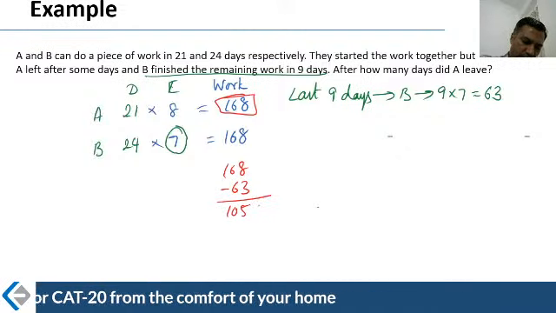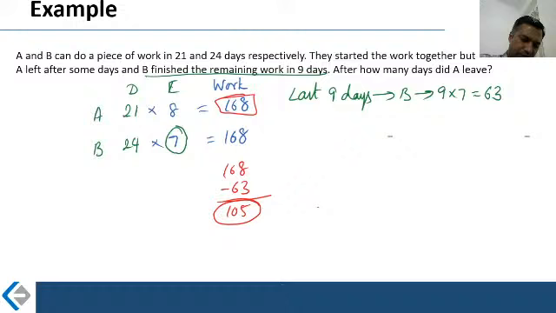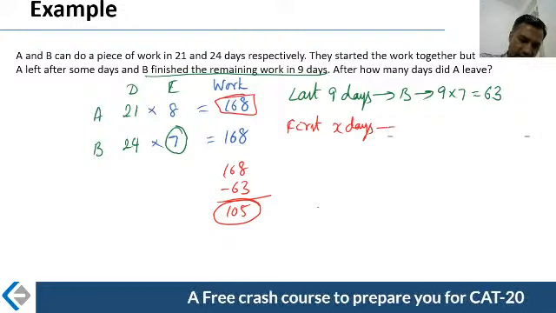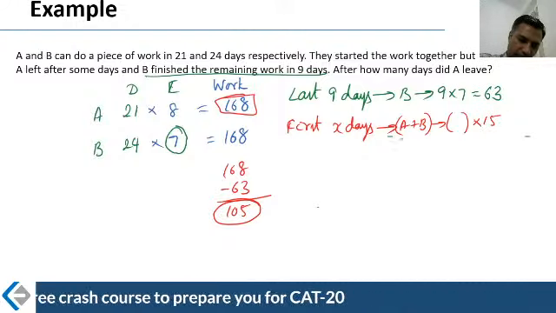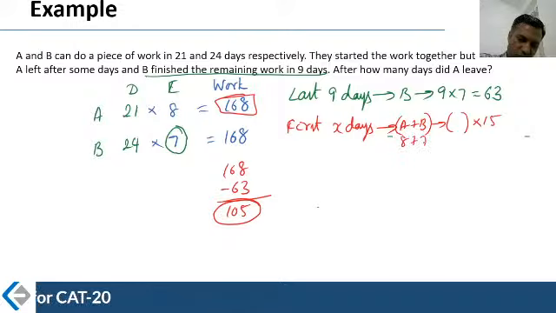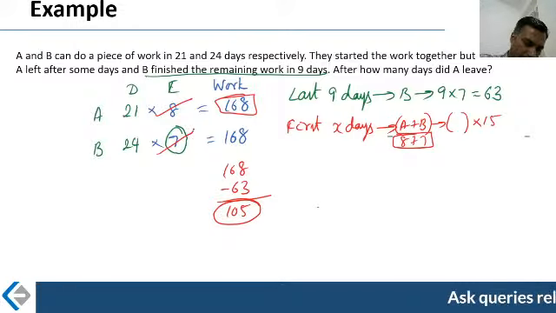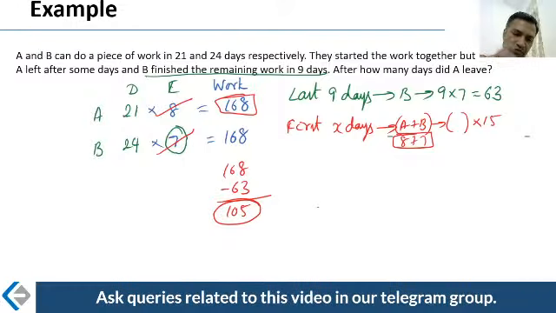Therefore, how many more units were carried out in the first X days? 105. So in the first X days, we don't know; that's what we are trying to find out. Who was there in the first X days? Both A and B were working together. So X days into their combined efficiency, which is 15 units, because A contributes 8 units per day and B contributes 7 units per day. So 15 units should be equal to the remaining work, that is 105 units. So 15 into what? 15 into 7, 7 days.